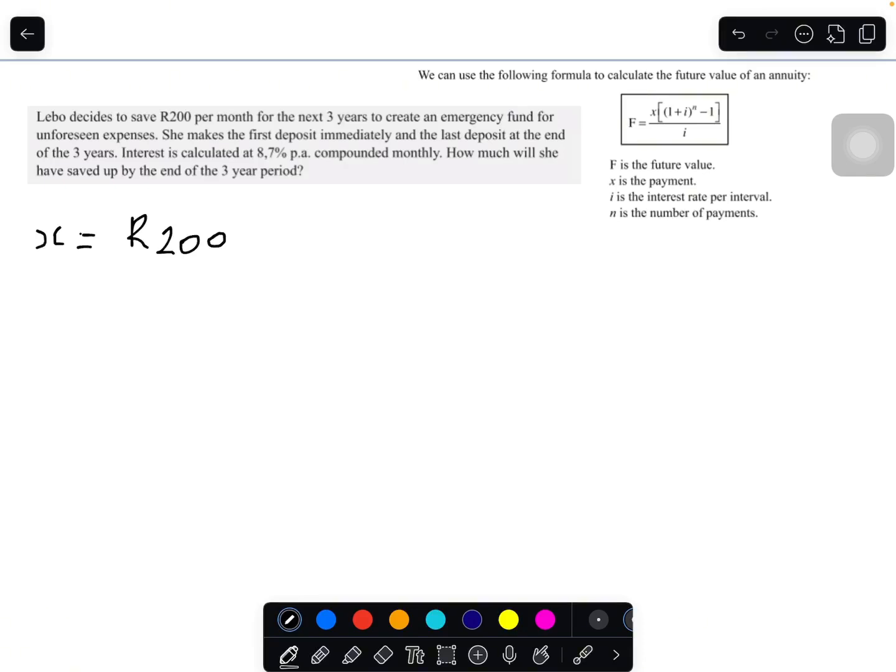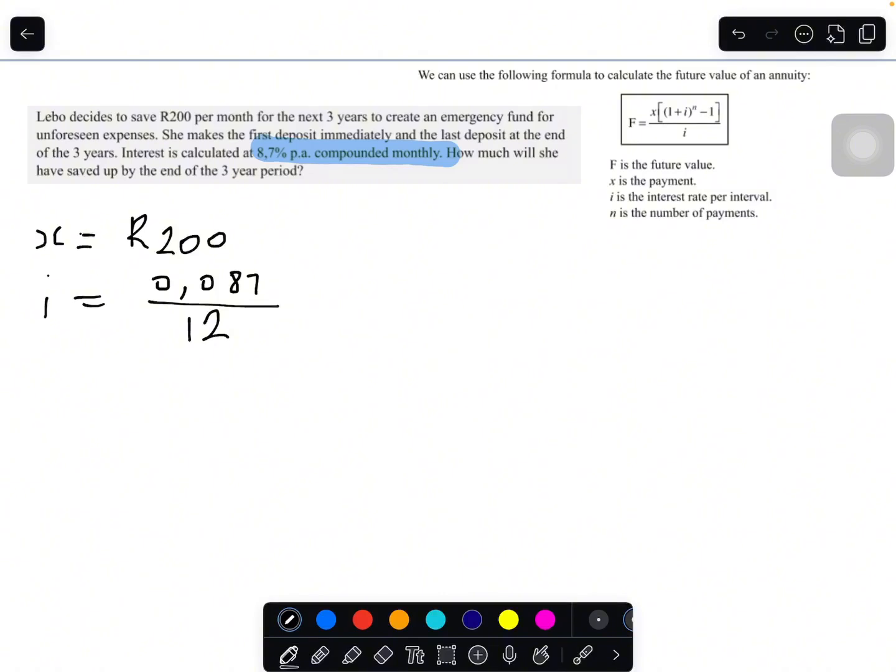So now what we need to see is the interest. Our interest is going to be this: 8.7% per annum compounded monthly. So we're going to have 0,087 over 12 because it is compounded monthly.